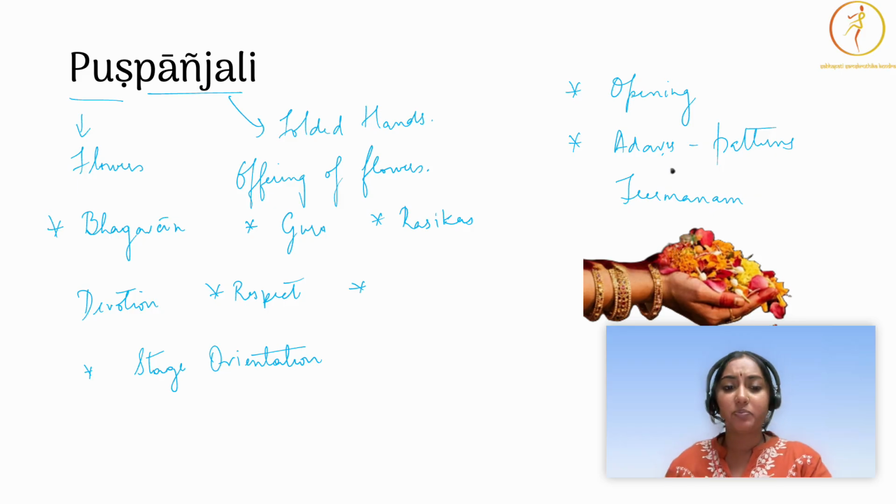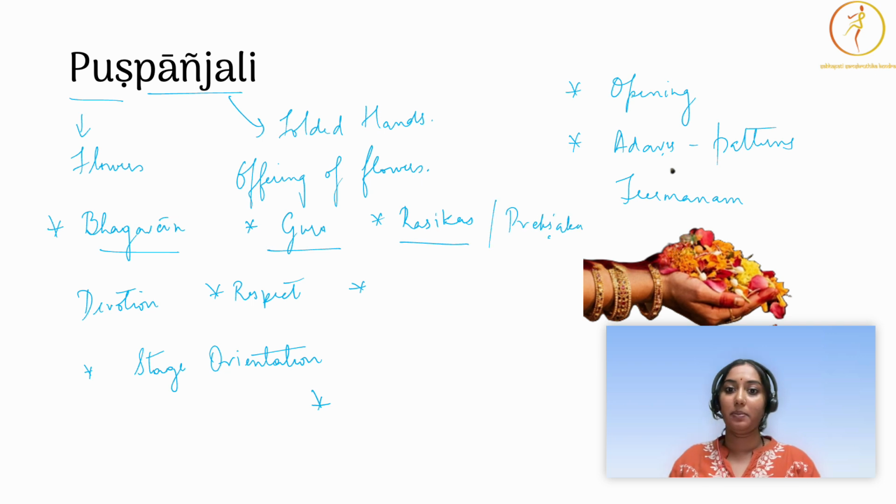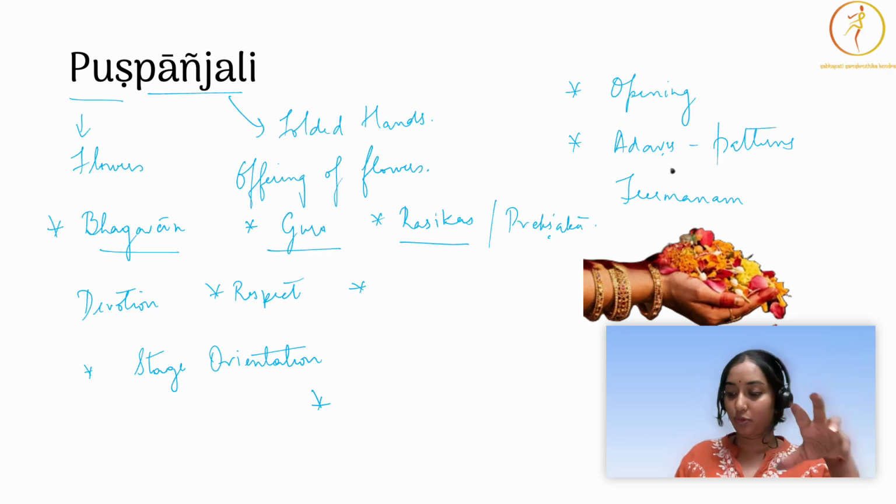So there are three main points in Pushpanjali. First is the ritualistic purpose or the spiritual purpose, where we offer pranams or salutations or surrenderance to the Bhagavan. The second is pedagogic purpose, where we offer our salutations to the Guru. And the third is social purpose, where we offer our pranams to the Rasikas or to the Prekshakas. Okay, this is a very high level overview of Pushpanjali.